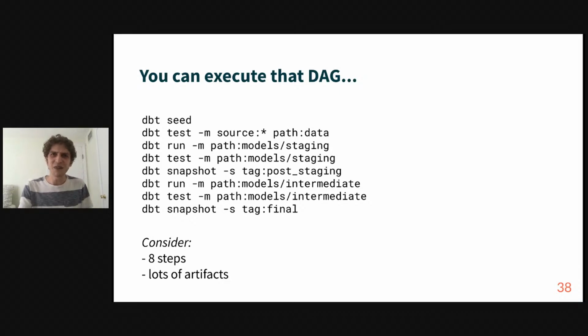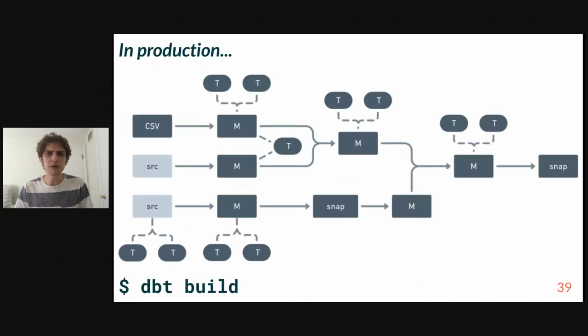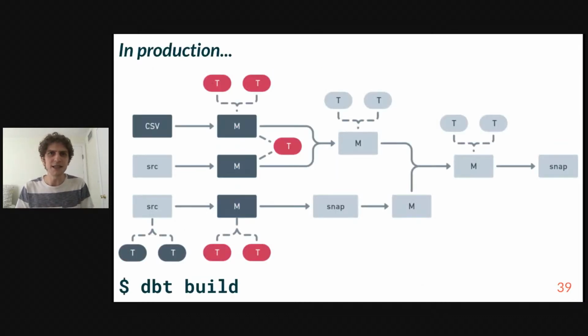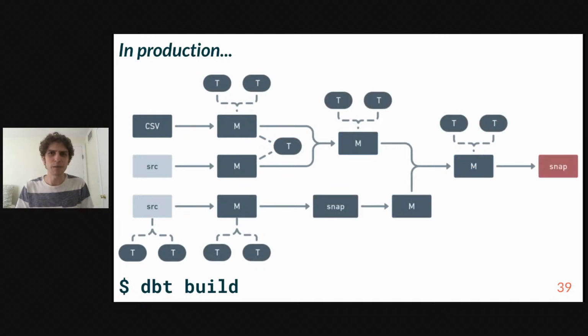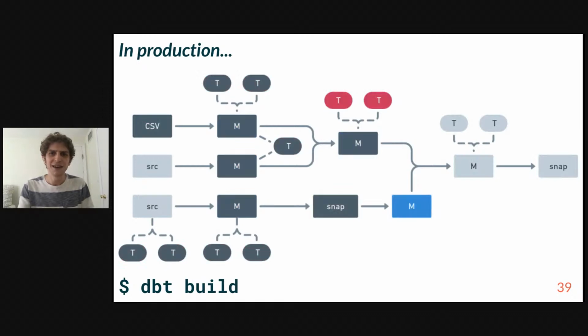Because I think you can tell that there's an OR coming on. You can build it in dbt 0.21. That's one step, producing one run_results.json with all your seeds, your tests, your models, your snapshots. Put simply, this build command is going to seed your seeds, run your models, test your tests, snapshot your snapshots, and do the whole thing in DAG order.